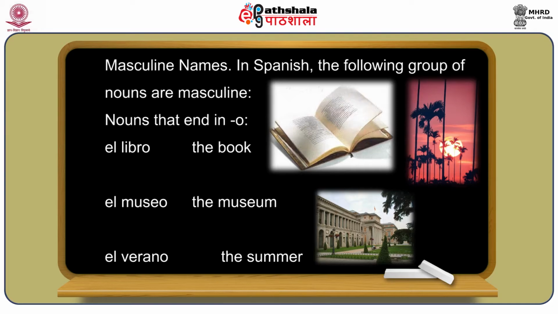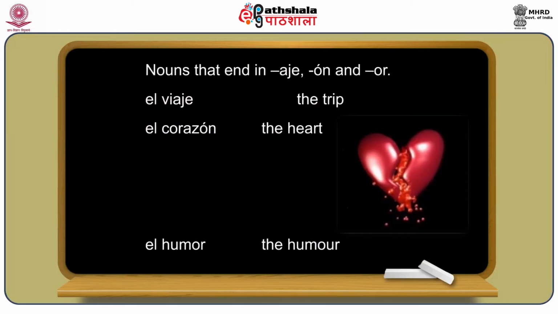Same way, el verano. Verano ends in O, then it is masculine. Or nouns that end in ache, on, and or. Now, to give you some examples with ache, on, and or, for example, el viaje. Now, viaje ends in ache, that's why it is el viaje, which means the trip. On, like corazón, it is masculine, so el corazón, the heart. Or like el humor, that is humor.